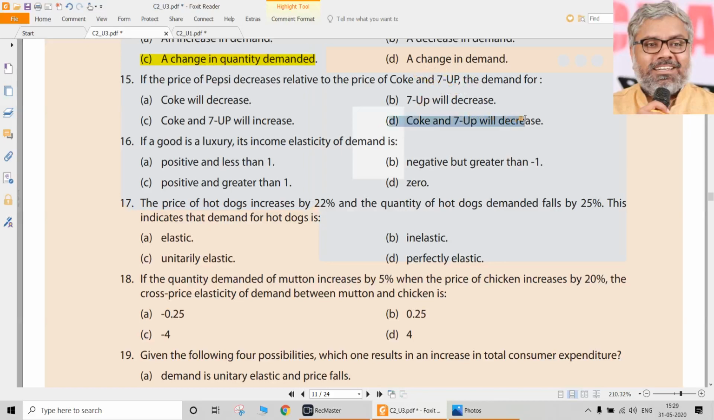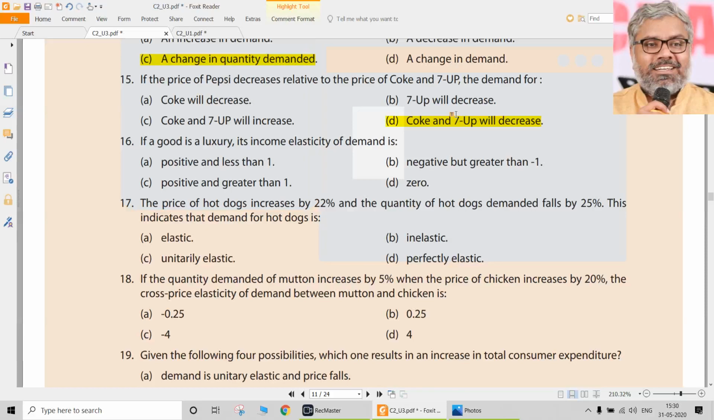So correct option would be D here, because both of them, considering they are substitutes. Once again, how can Pepsi and 7-Up be substitutes? One is black color, one is green color bottle, like that we cannot say. So that is not our point here. Basically, we have to understand the essence of the question. The intention of the question is that these are substitutes.